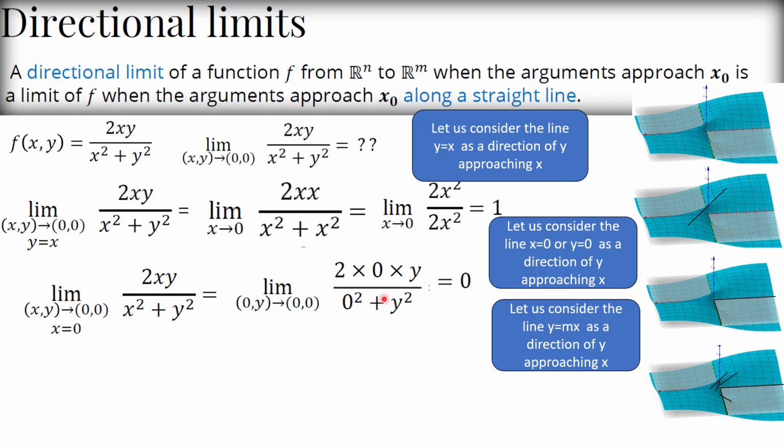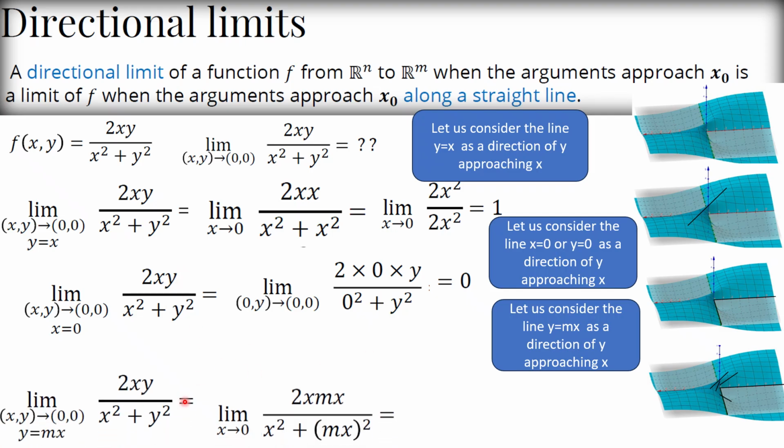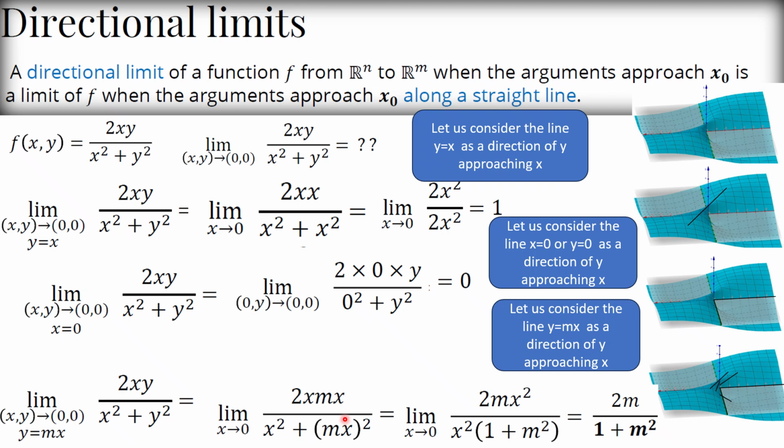I can use plenty of curves or relations or directions, like for example y equal to mx, and in this case I will replace y by mx and simplify, and I will have the limit equal to 2m divided by 1 plus m squared, which will depend on the value of m. From all of this, this is the truth in front of us.